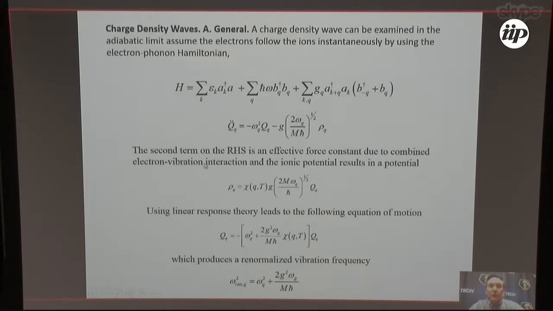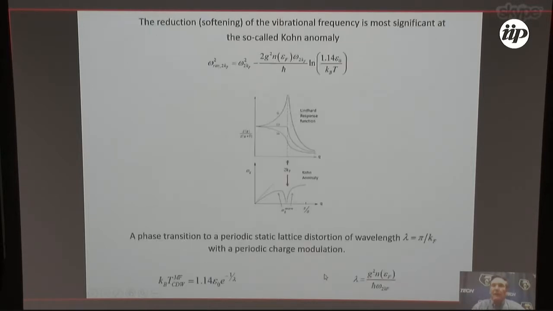So it's due to electron vibration interaction and the ionic potential results. And here's the density, and the density basically is related to these changes as the temperature changes. And if we take a linear response theory, we can come back to a renormalized vibration. And when we do that, we get a softening of the vibrational frequency. And if you know a little bit about charge density waves, you find out we have a Kohn anomaly.